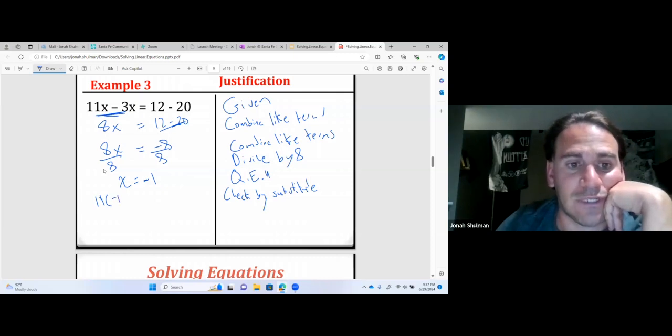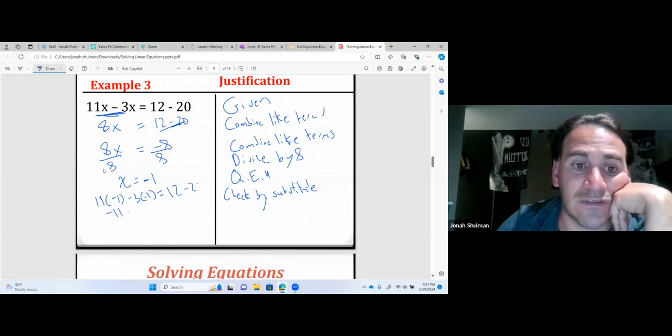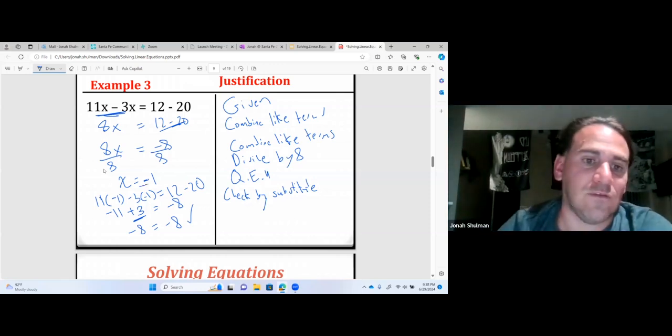So it's 11 times negative 1 minus 3 times negative 1 equals 12 minus 20. 11 times negative 1 is negative 11. Negative 3 times negative 1 is that two negatives make a positive 3. And 12 minus 20 equals negative 8. Well, what's a negative 3 plus negative 11 plus 3? Negative 8 equals negative 8. And we have the right answer. Notice that this negative 1 had to be distributed to both sides.